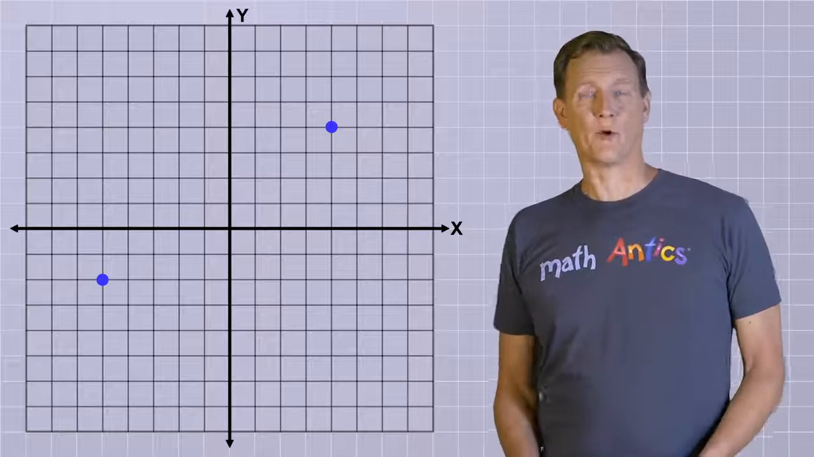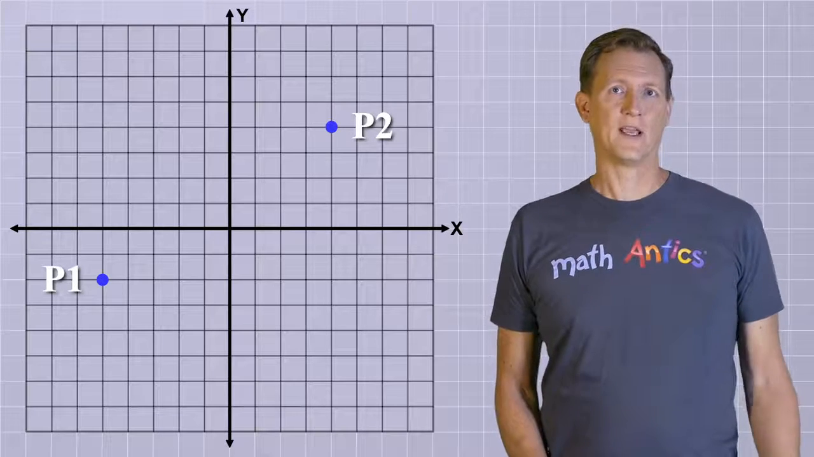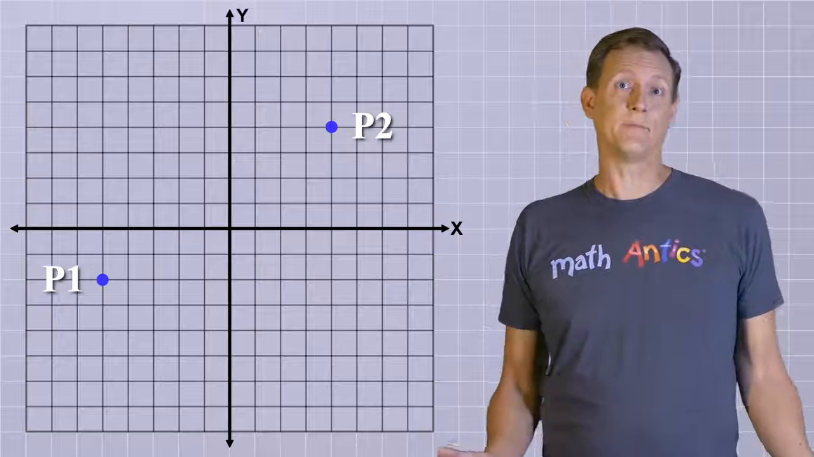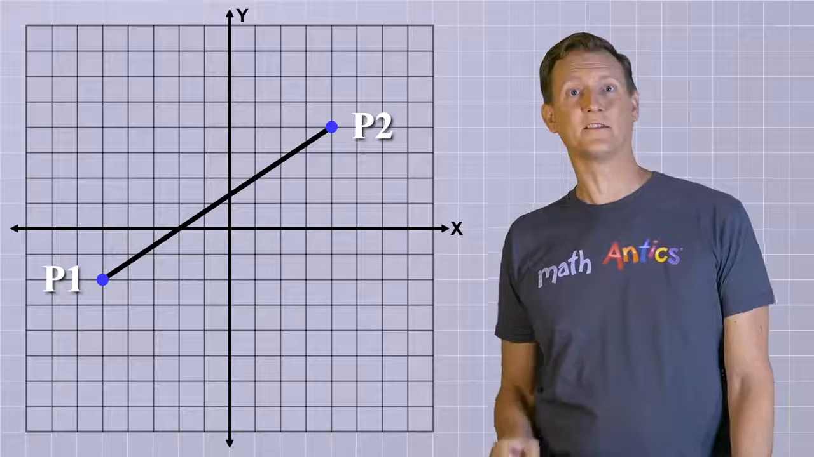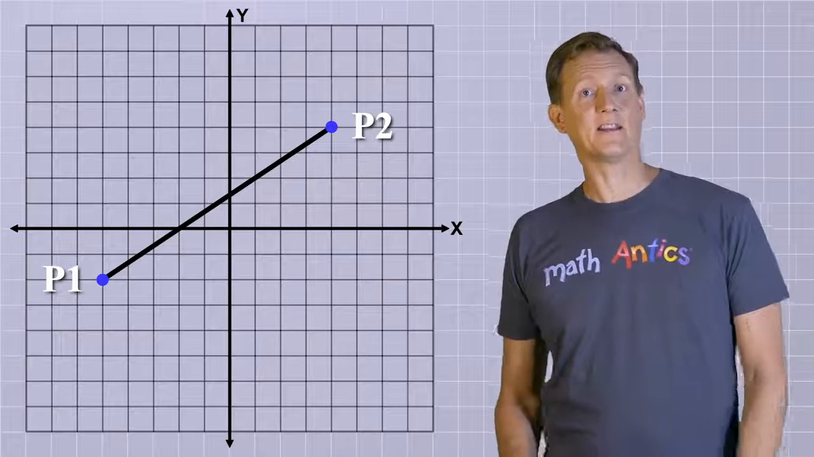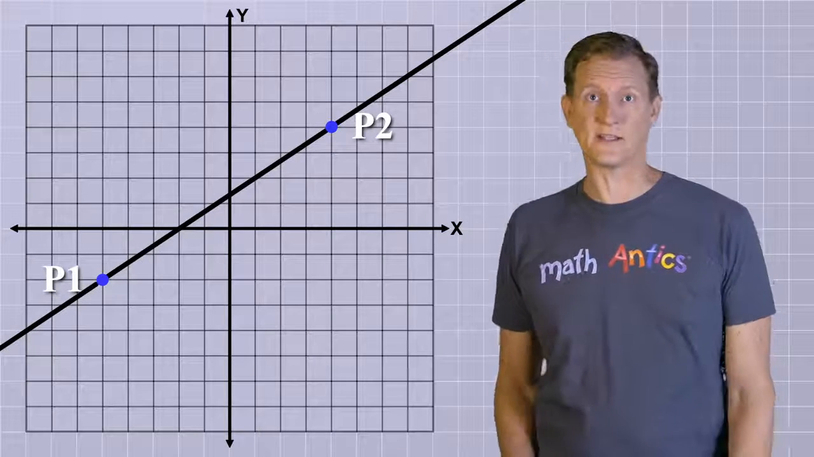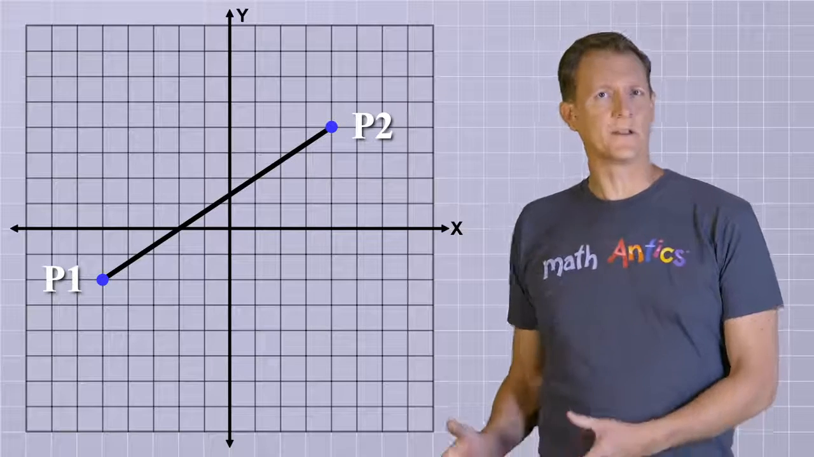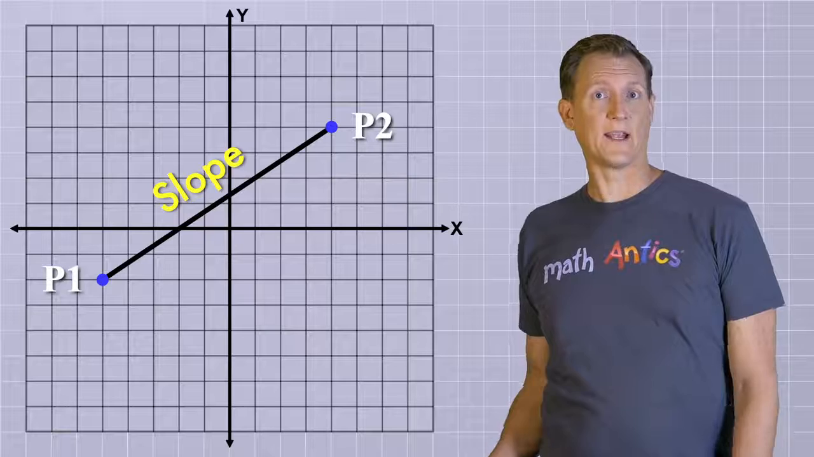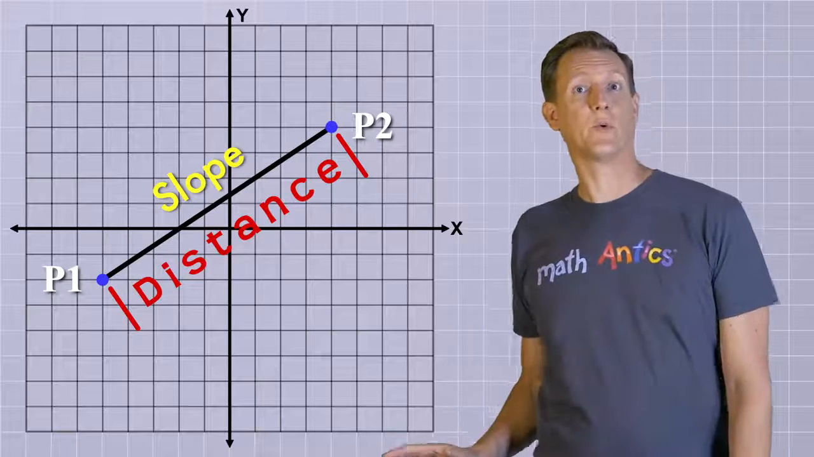We're going to name these points point 1 and point 2. As you know from geometry, a line can be defined by any 2 points. All you need to do is connect the dots to get a line segment. And you can get the infinite line by extending that line segment in either direction. Our goal in this video is to learn how to find the slope of a line segment like this and to calculate the distance between its 2 endpoints.